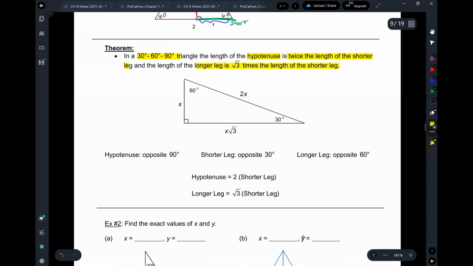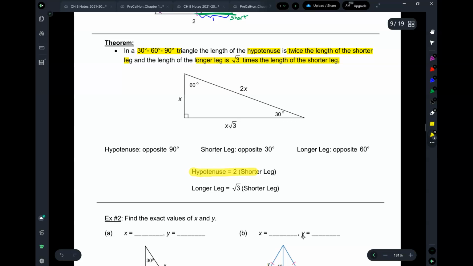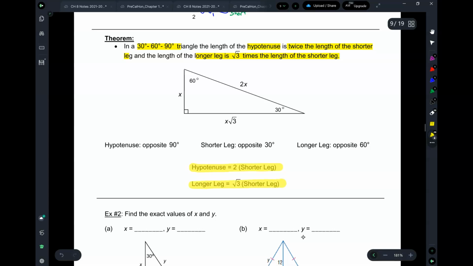Okay, now, here we go. This is what I want you to memorize. Hypotenuse is 2 times the shorter leg. The longer leg is root 3 times the shorter leg. Now, how do we figure out long leg, short leg? This is the 90-degree angle. It faces the hypotenuse. Okay? The 30-degree angle faces the shorter leg. The 60-degree angle faces the longer leg.